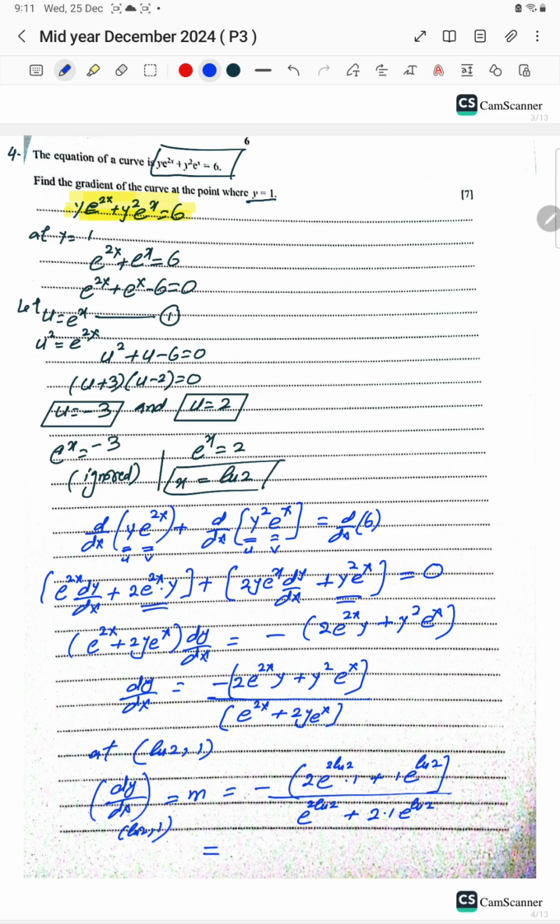We will apply the properties of logs. It will be minus, outside, 2 times 4 plus 2, and in the denominator we get 4, since 2 power 2 is 4, plus 2 times 2, so it will be minus 10 by 8, so minus 5 by 4 is the gradient. I hope it is clear. Let's go for the next question.